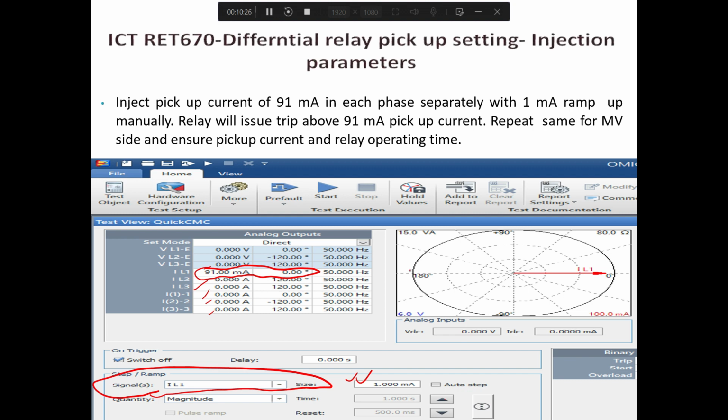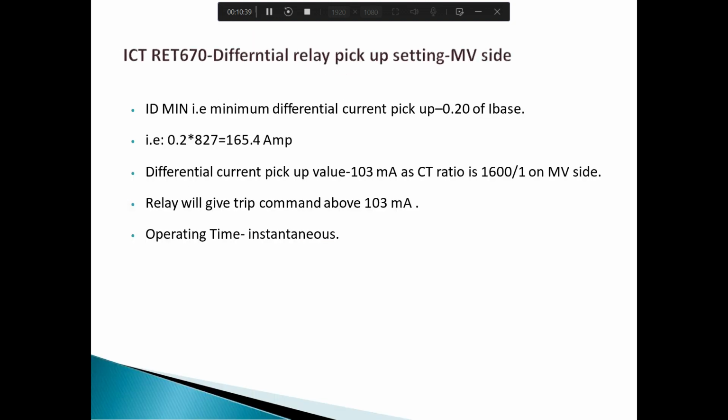Similarly, for three phase fault, inject the current in all three phases, and here select IL1, IL2, IL3, and start increasing the current. And whenever the relay operates, just note down the magnitude of current.